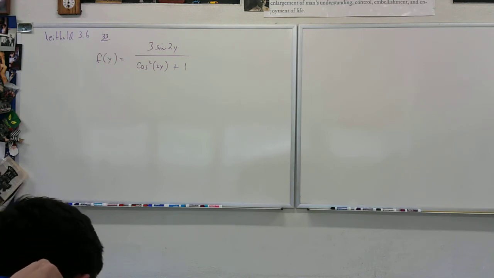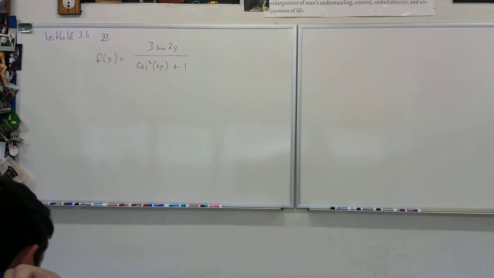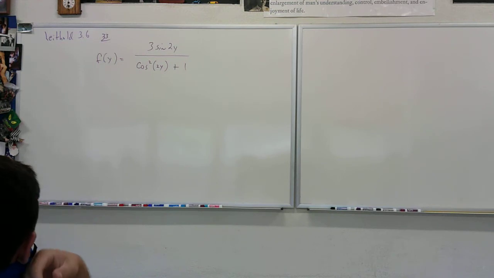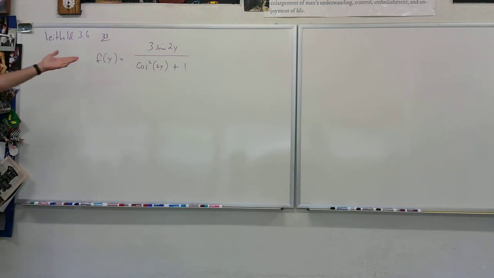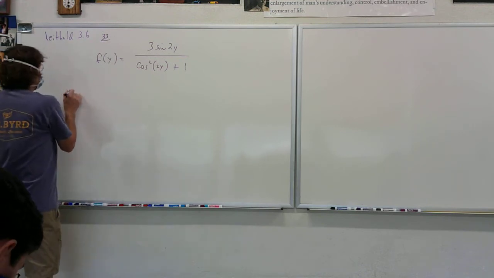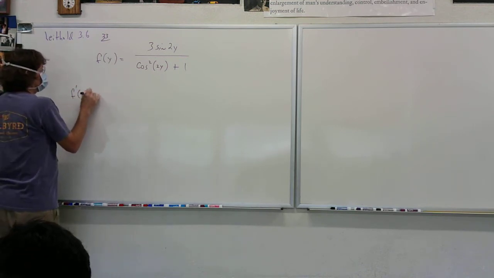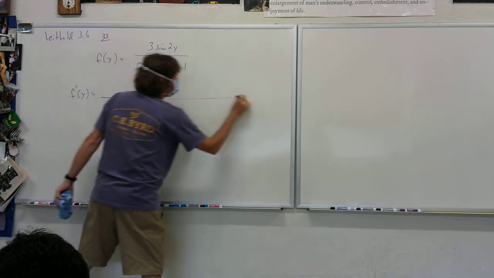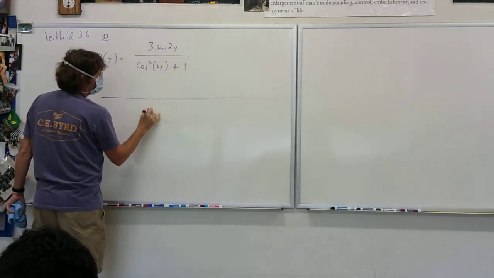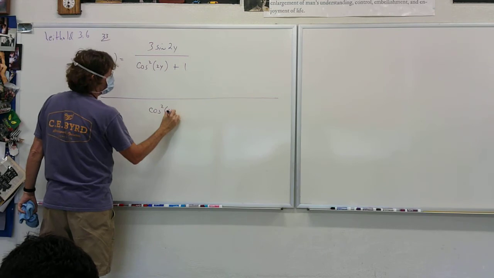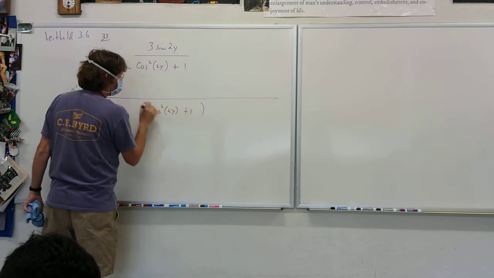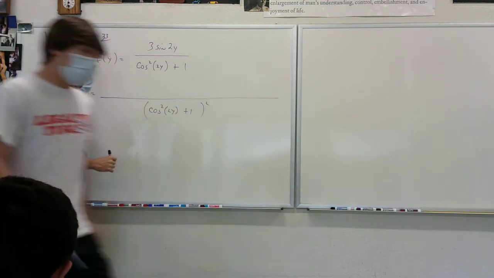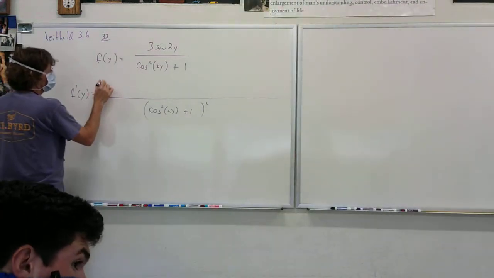Well, I am looking at a massive quotient rule, right? I'm looking at a quotient rule that's probably not going to be a lot of fun. How do I know it's a quotient rule? It's got a big old fraction bar in there, right? Big fraction bar, quotient rule. So f prime of y equals, write the denominator down squared. Then write the denominator down in front.